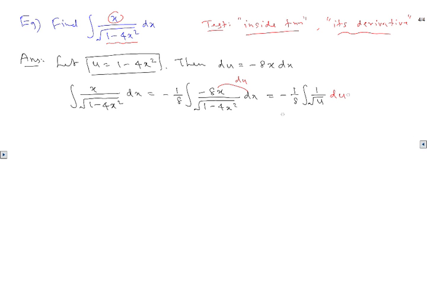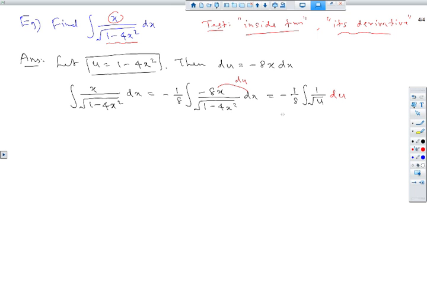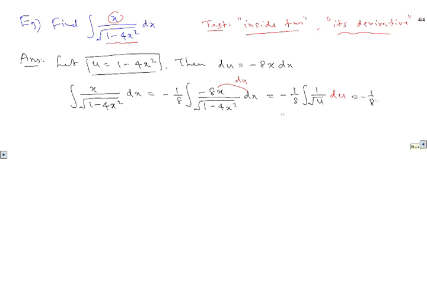So you can see under the new variable, this is simply negative 1 over 8 times the integral of u to the negative 1/2 du. So you can just use the power rule. You're going to get negative 1 over 8, add 1 and divide by that, so u to the 1/2 divided by 1/2 plus c. Dividing by 1/2 means multiply by 2. So after substitution, you're going to get negative 1/4 times the square root of u, which is 1 minus 4x squared, plus c.